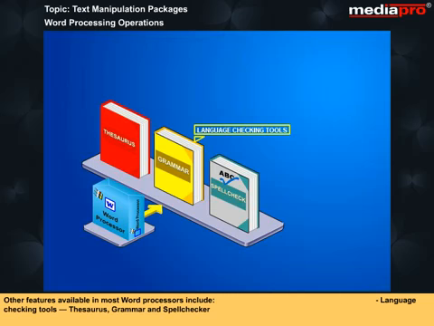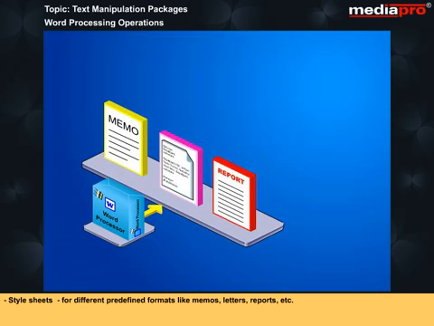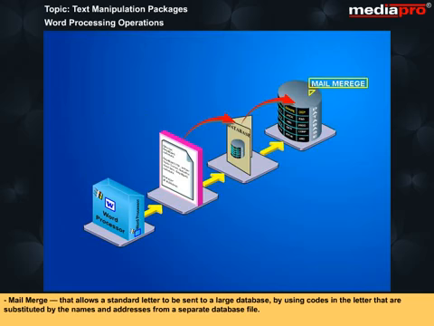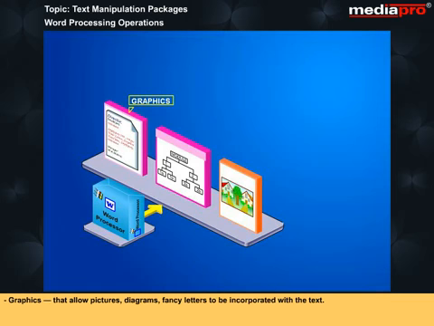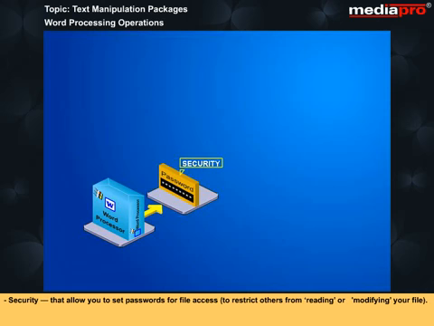Other features available in most word processors include language checking tools such as the thesaurus, grammar, and spell checker. Style sheets for different predefined formats like memos, letters, reports, etc. Mail merge that allows a standard letter to be sent to a large database by using codes in the letter that are substituted by the names and addresses from a separate database file. Graphics that allow pictures, diagrams, fancy letters to be incorporated with the text. Security that allow you to set passwords for file access to restrict others from reading or modifying your file.